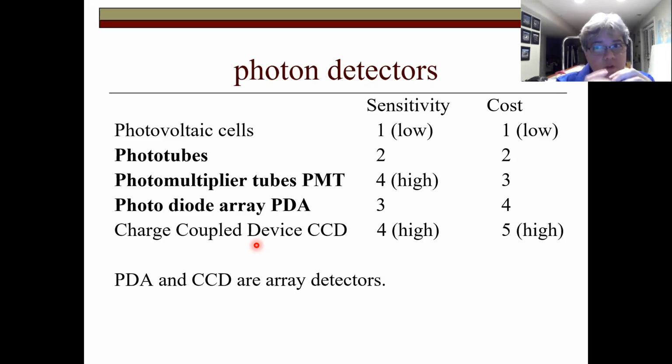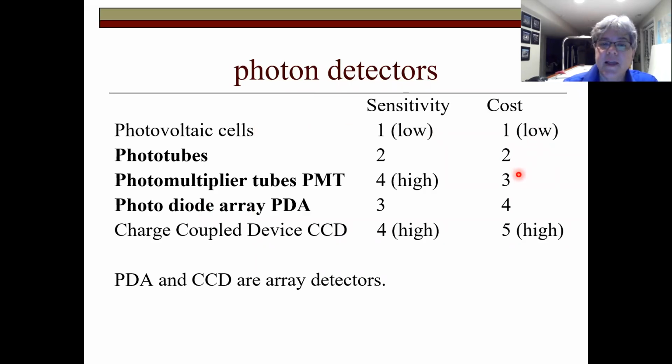So what do you need to know about these detectors? What you need to know is right here on this slide. You should know how they compare in terms of cost, how they compare in terms of sensitivity. So the photocells, those are the cheapest, but they're also not very sensitive, which means they're not very commonly used.